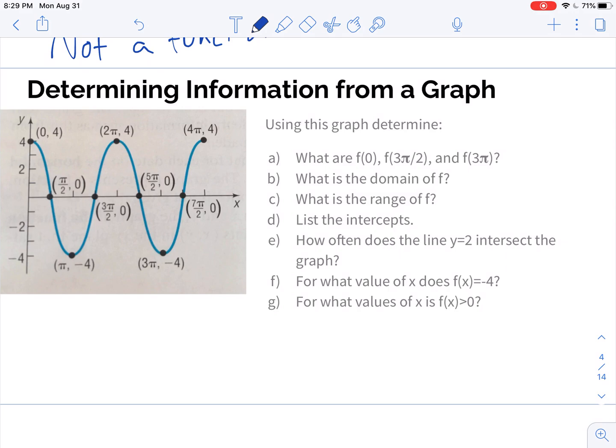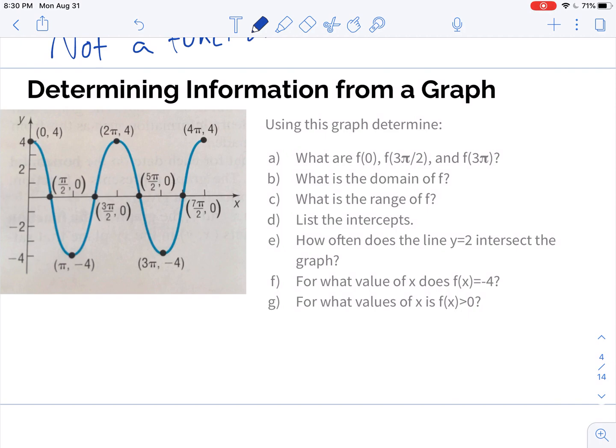Determining information from a graph. So right now I have a graph of a function. In fact, the book chooses a function that they know you're not going to learn until chapter 6. This is the graph of 4 times the sine of theta. You don't know what that means right now, and that's okay. But we can look at the graph and still figure out a lot of information from this graph.